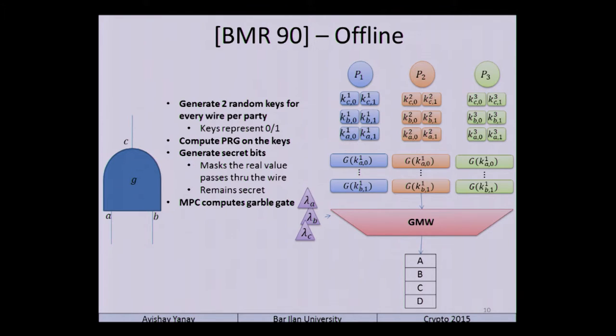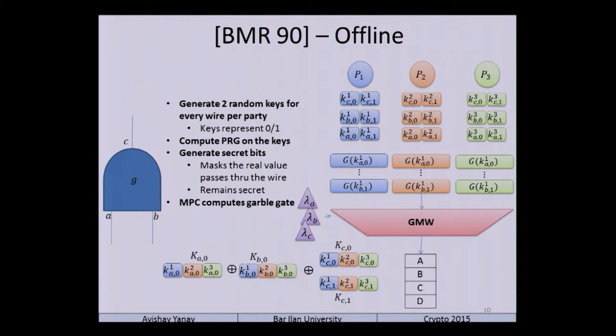And the GMW produces the garbled gate, the garbled table for this gate. The garbled table has four entries, A, B, C, and D. So for example, if we look at entry A, this is the result of an XOR of three super keys. You can see the super keys KA0, KB0, and either KC0 or KC1. Each super key is a concatenation of the three keys for every wire of the circuit. Which one of the keys for wire C depends on the masking bits.